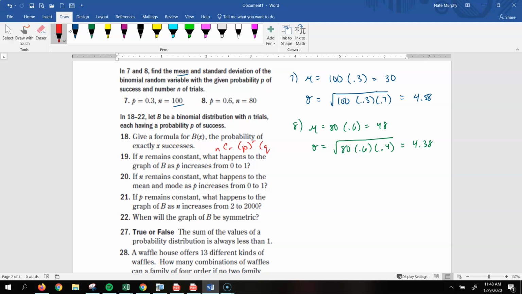And then we'd have q, which is the probability of failure. And then that exponent would just be n minus whatever r is. So that's the general form. Well, I guess they wanted x successes, so we would have an x here.